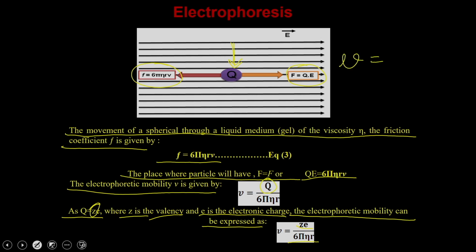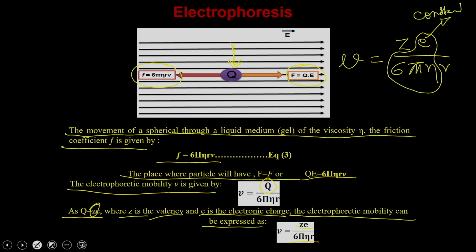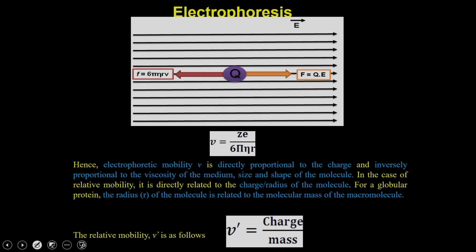What you see here is Ze by 6πηr, and this component is actually a constant, which means it is not dependent on the molecule, so v is directly proportional to Z by r. Hence the electrophoretic mobility is directly proportional to the charge, and inversely proportional to the viscosity of the medium and the size and shape of the molecule.